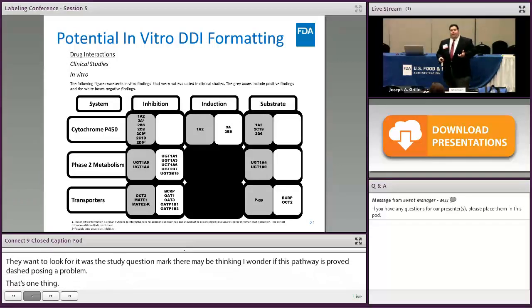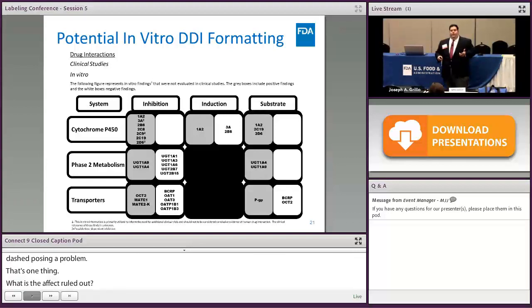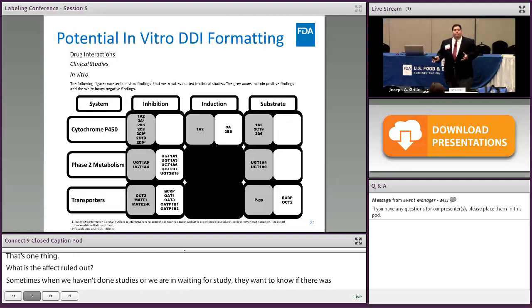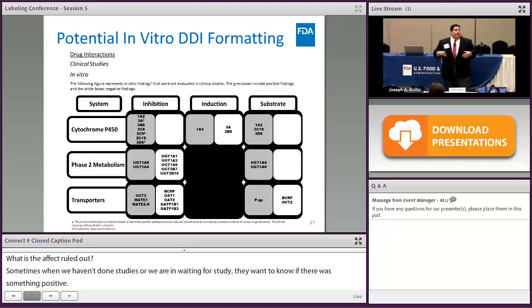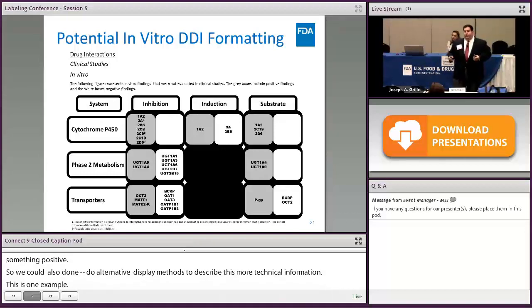And then sometimes when we haven't done studies, or we're waiting for a study to be done, they may want to know if there was something positive. And so we could also use alternative display methods to describe this more technical information. And this is just one example. I would challenge folks to try to do some other things with it. I think it's a very complex section that could be improved, and I would encourage folks to try and do that.